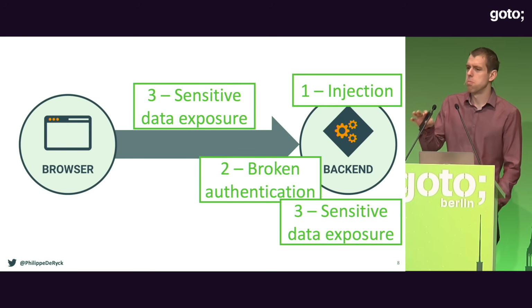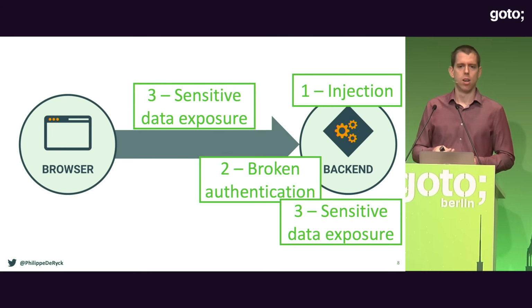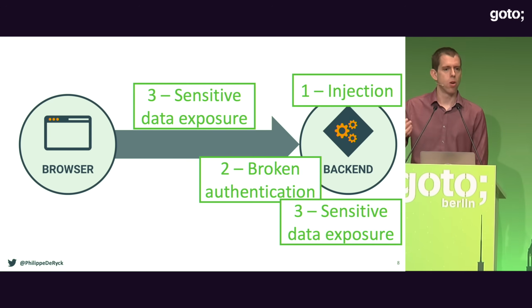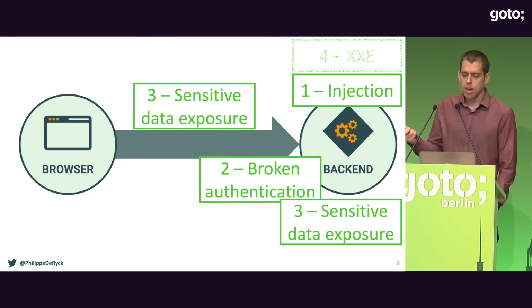Also, data exposure matters on the protocol level. So HTTPS is definitely a big part of OWASP item number 3. You should deploy HTTPS to prevent data in transit from being leaked. And we can go on like this.